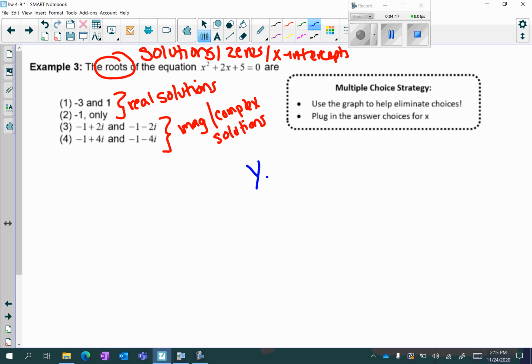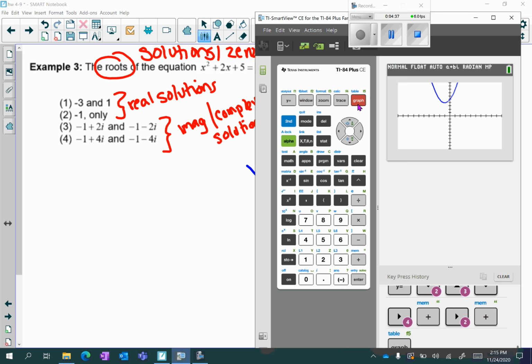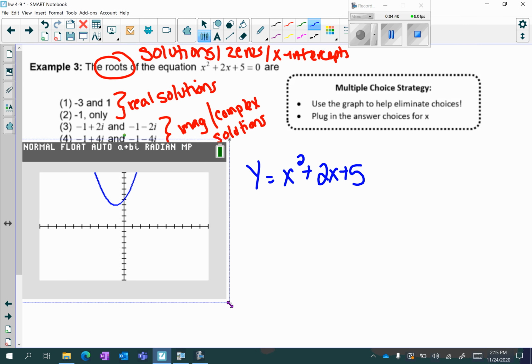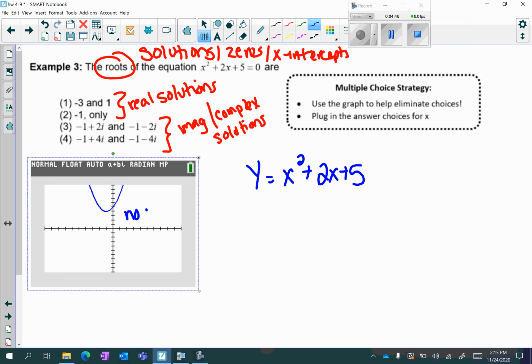So y equals x squared plus 2x plus 5. I'm going to hit my graph. So I have no x-intercepts. So no x-intercepts means that I have to have imaginary solutions. So I'm going to cross off choices 1 and 2. Now, choices 3 and 4 are imaginary.